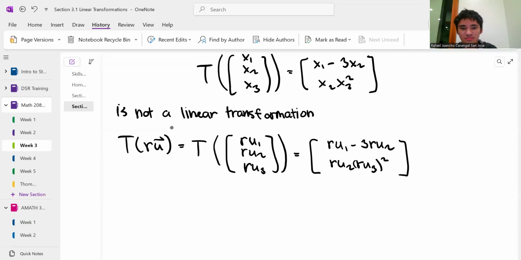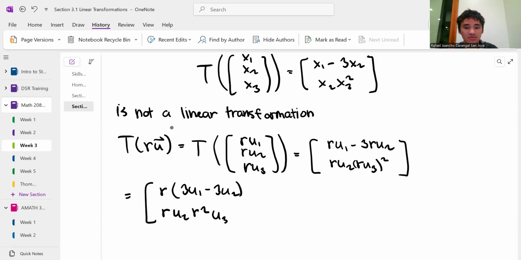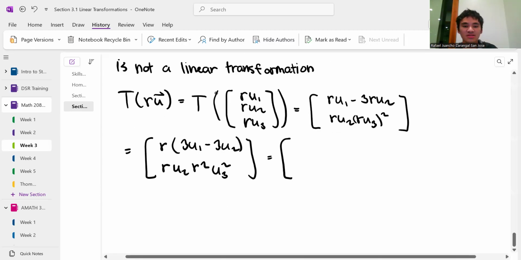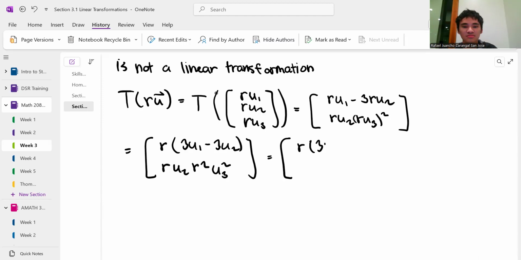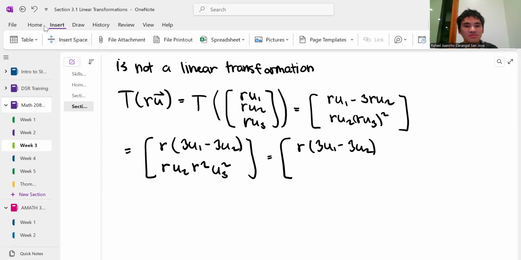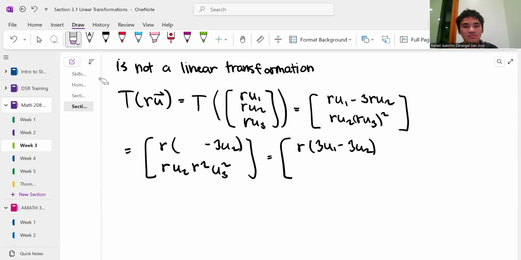Okay. What is this going to look like? I could factor out the r here. Let me just do it real quick. Here, the r squared u3 squared. If I factor this thing out, why did I put 3 there? That's so weird. u sub 1.